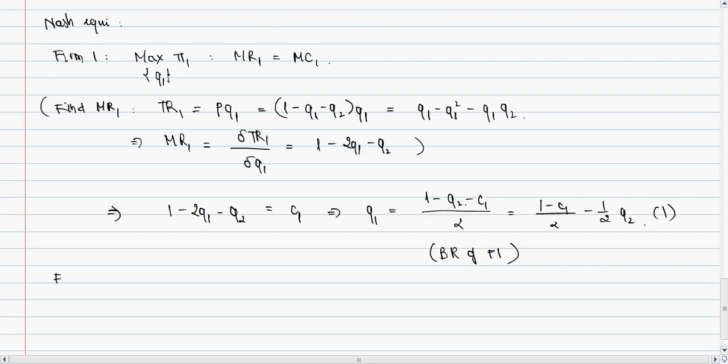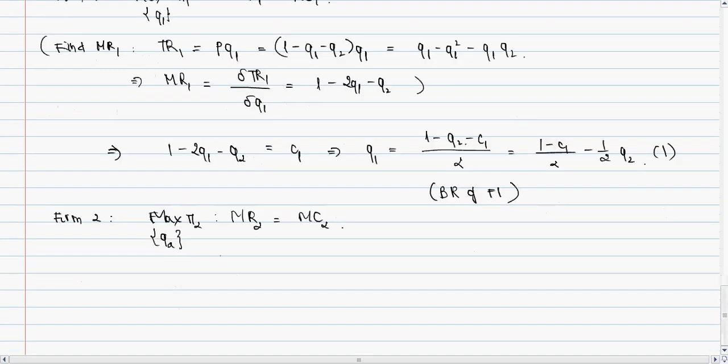Right, so we do a very similar thing for firm 2. Firm 2 again tries to maximize its profit by choosing the quantity Q2, so it sets marginal revenue equal to the marginal cost for firm 2. Doing the same thing as we did to find the marginal revenue for firm 1, you get marginal revenue for firm 2 equal to 1 minus 2Q2 minus Q1. It has to be equal to the marginal cost of firm 2, which is C2 in this case.